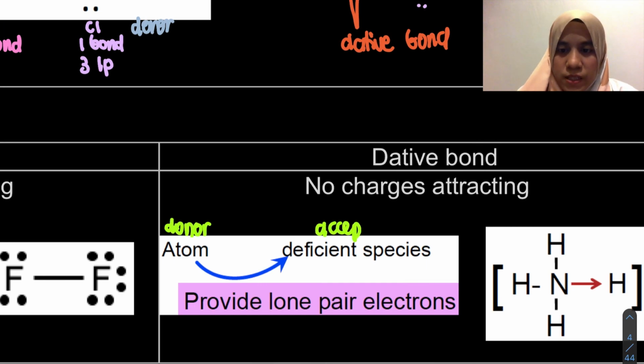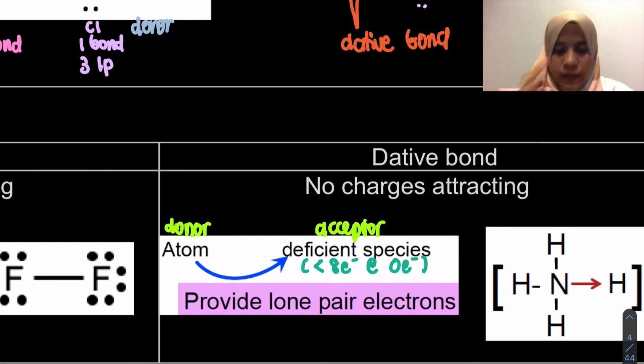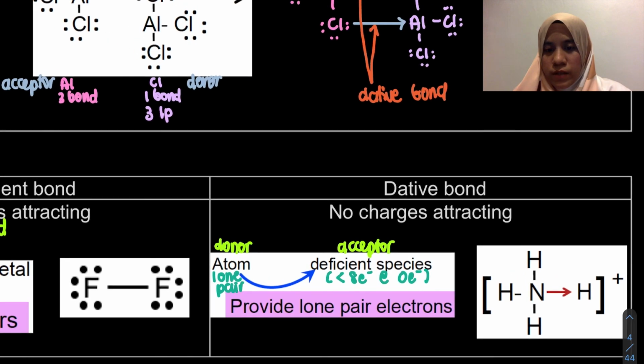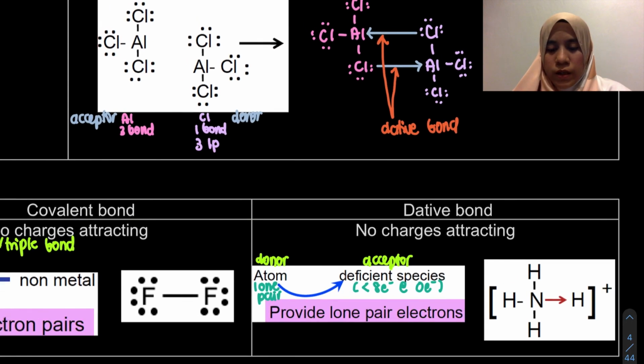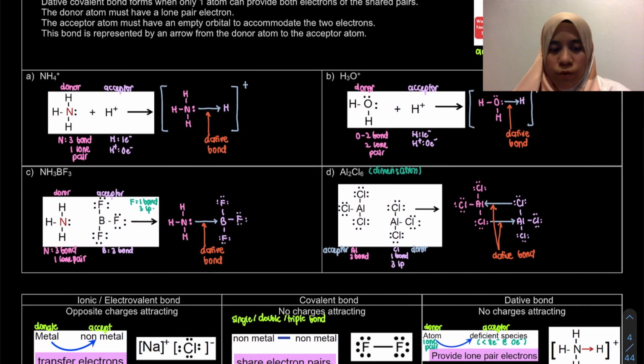The fission species ni maknanya it has less than 8 electron lah. Ataupun ada yang kita tengok memang 0 elektron terus. Okay. Yang donor ni, paling penting dia mestilah ada lone pair. Lone pair of electron. Okay. So, that's the last of our, for the formation of bond, which is our ionic, covalent and dative bond.